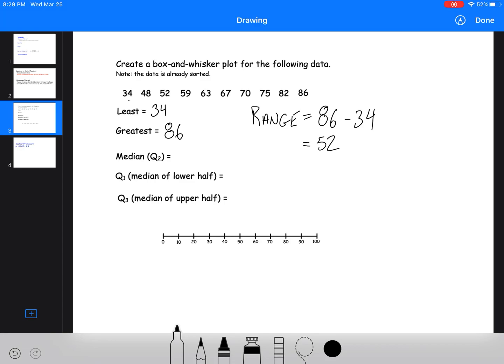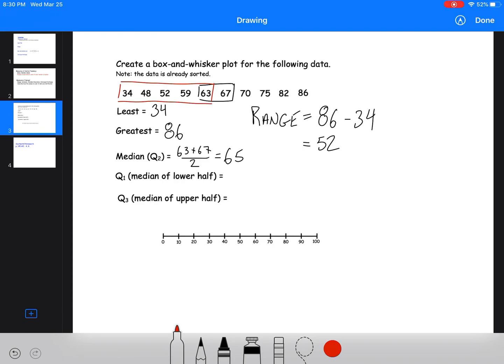So what we need to do is find out how many points of data we have. We've got 1, 2, 3, 4, 5, 6, 7, 8, 9, 10 pieces of data. So I'm going to take these two middle points and add them together, because 10 divided by 2 is 5. I need to take the 5th point and the 6th point, add them together and divide by 2. So 63 plus 67 divided by 2, or you could just find halfway between them. So Q2 is 65.